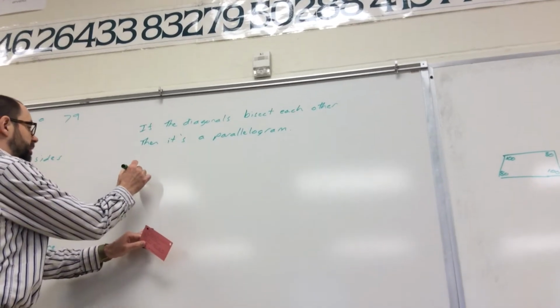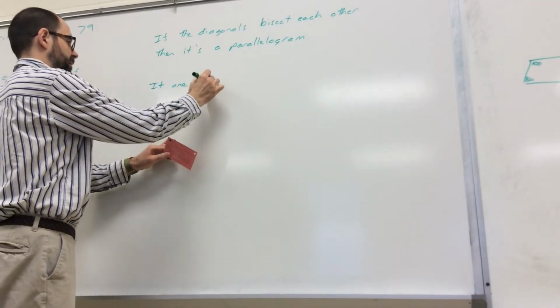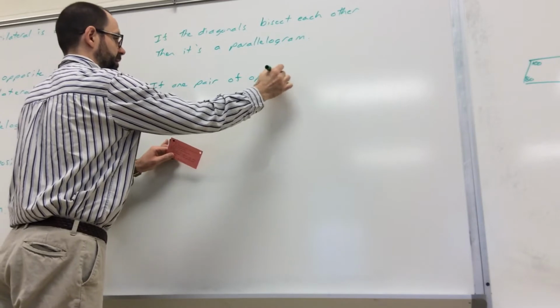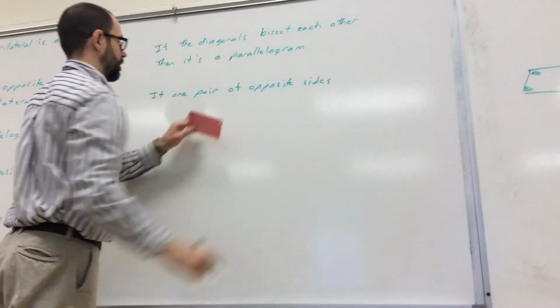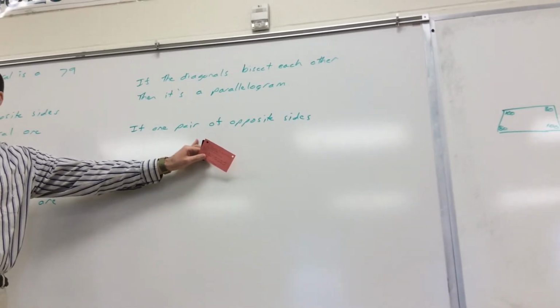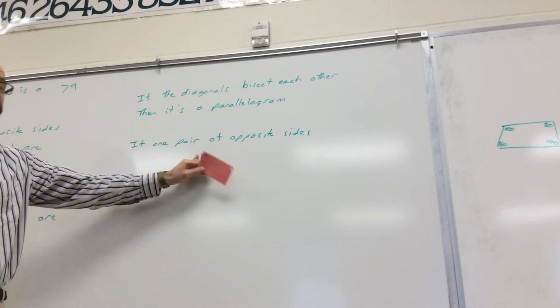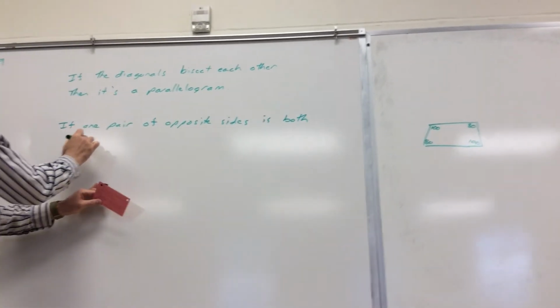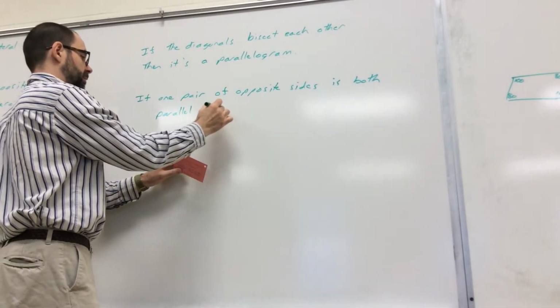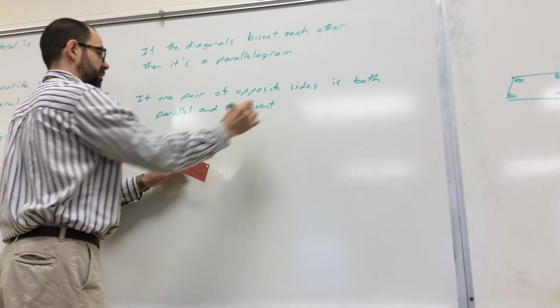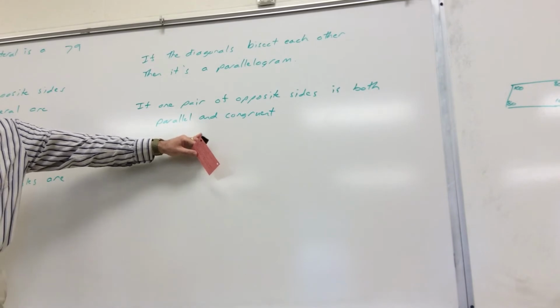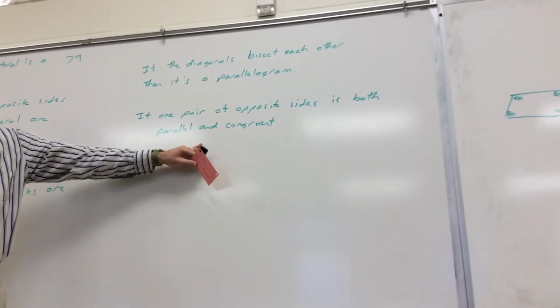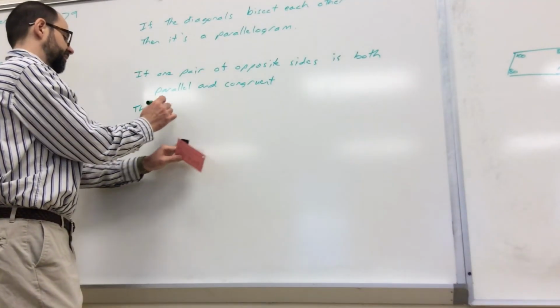And then finally, if one pair of opposite sides is both parallel and congruent, then it's a parallelogram. That's the punchline today.